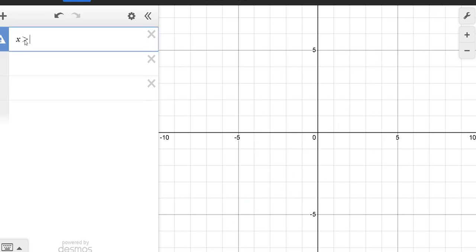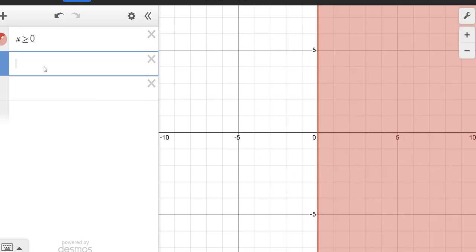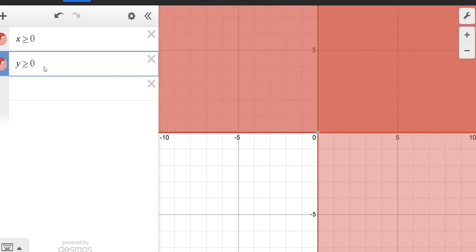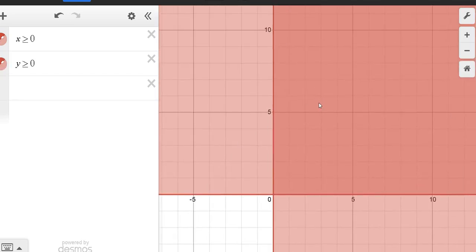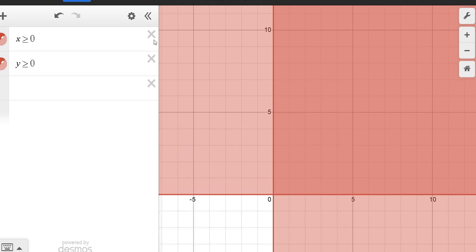X is greater than or equal to 0 is going to be the right half of your coordinate system. Y is greater than or equal to 0. Anyone want to tell me what that's going to look like before I graph it? It's going to be on top. And where do they overlap? They overlap in the first quadrant. So that's all I've drawn for my graph right here, is the first quadrant.